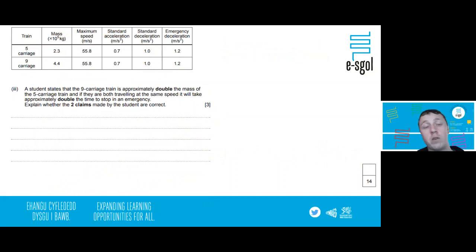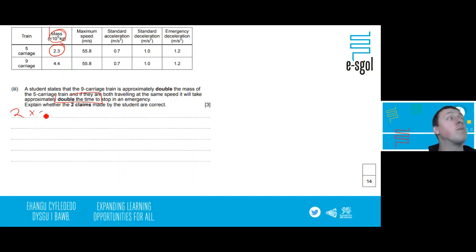The final part of this question is a student states that the 9 carriage train is approximately double the mass of the 5 carriage train, and if they're both traveling at the same speed, it will approximately double the time to stop in an emergency. Explain whether the 2 claims by the student are correct. So first of all, the first claim is that the 9 carriage is double the mass of the 5, and that at the same speed it will take double the time. So we can address the first statement. If we double the mass, what actually happens? So use the information in the table.